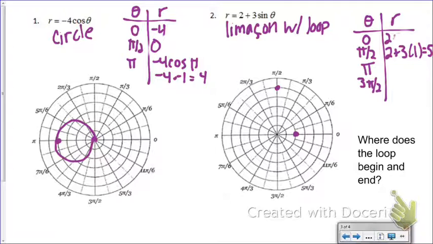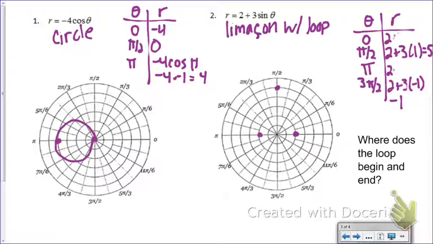Then I go to pi. So 2 plus 3 sine pi. Sine of pi is 0, so I just have 2. And then finally 2 plus 3 sine 3 pi over 2. Sine of 3 pi over 2 is negative 1. So I have 2 plus 3 times a negative 1, which gives me a value of negative 1. So let's plot those last 2 points. At pi, I go to pi degrees and a distance of 2 away.